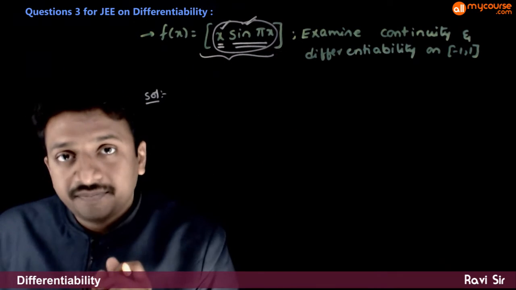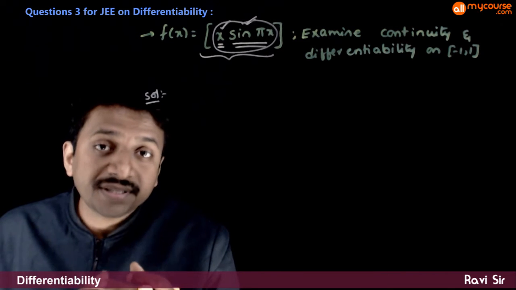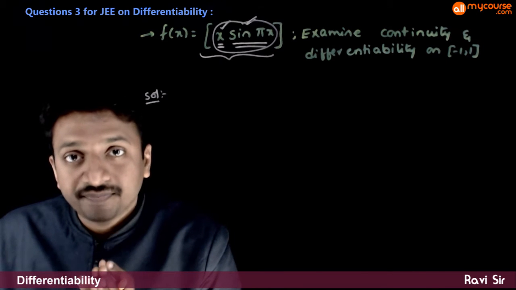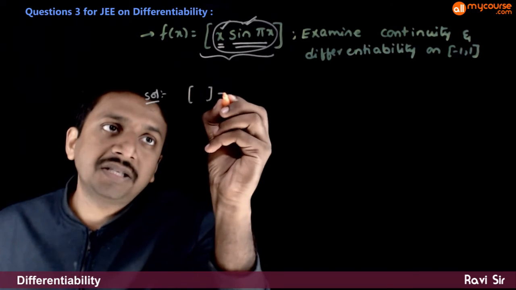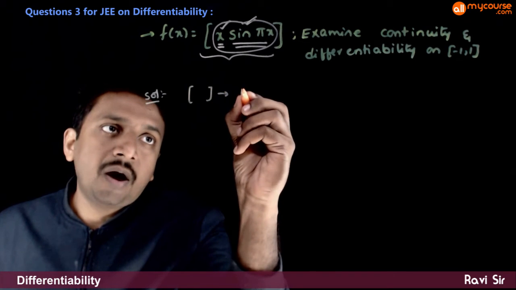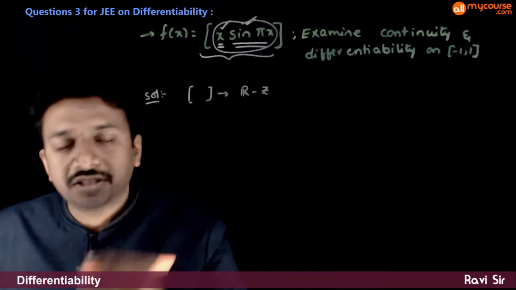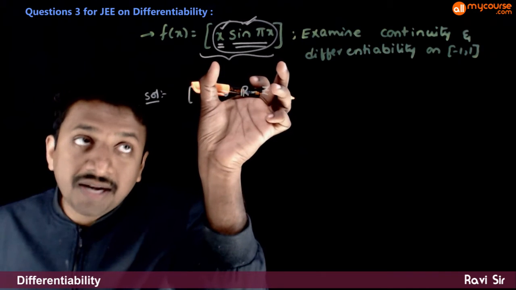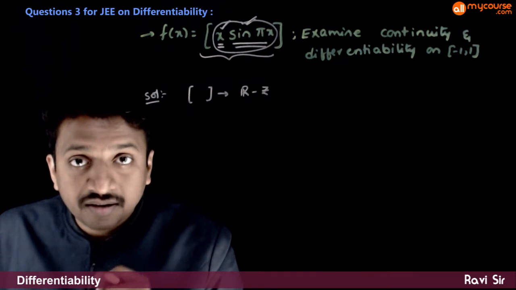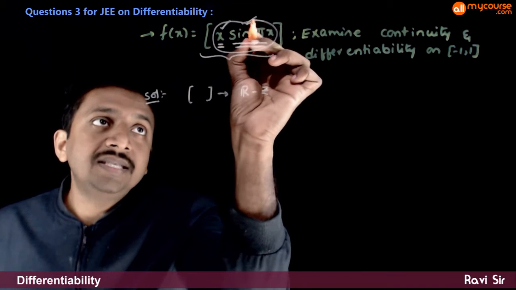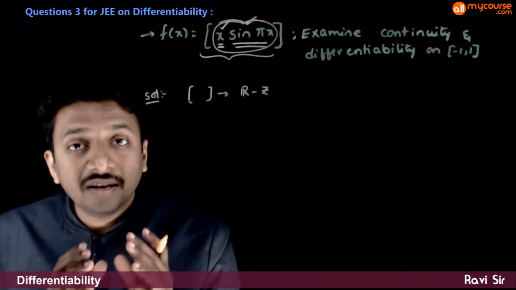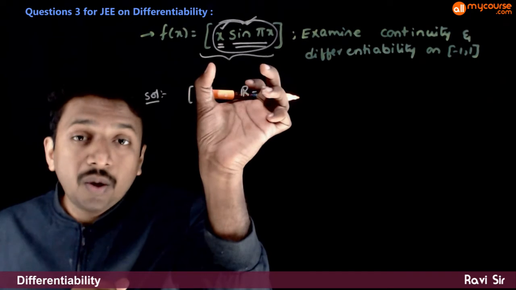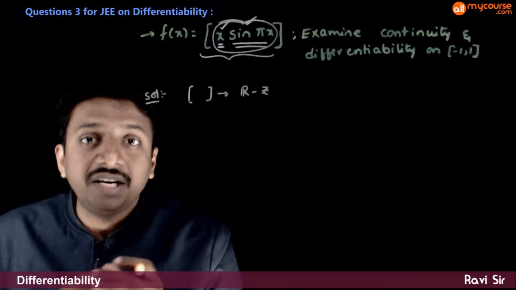So if you take the integer part, the integer part function is continuous and differentiable at all values of x except integer values. So if at all there are problems of continuity and differentiability for this function, they will occur when the quantity inside the integer part goes to an integer value. So you have to check where x sine pi x becomes an integer value.